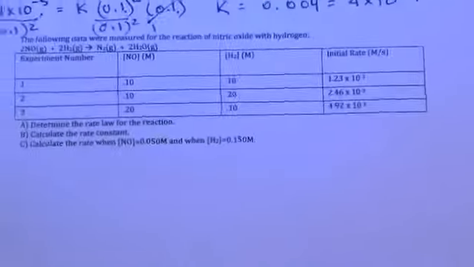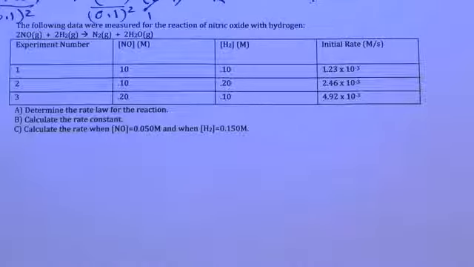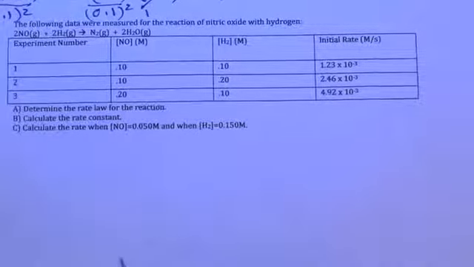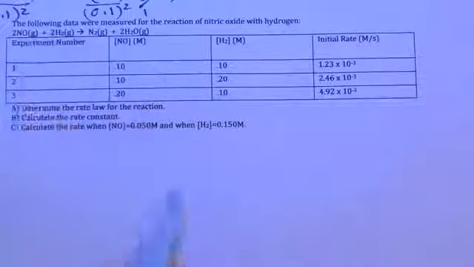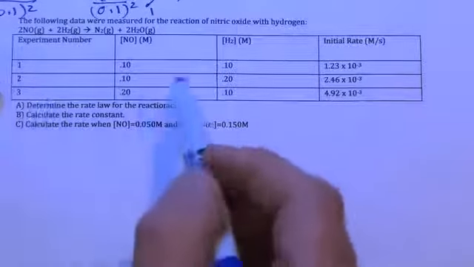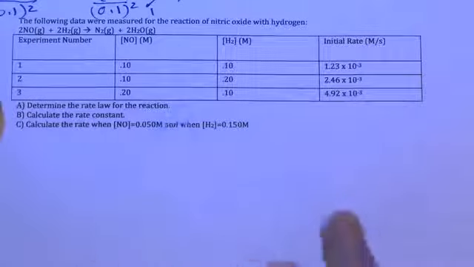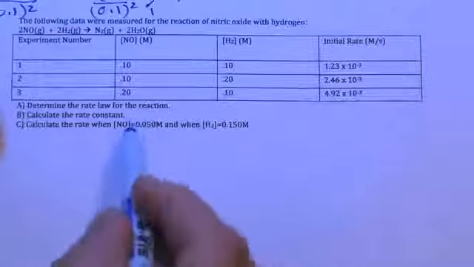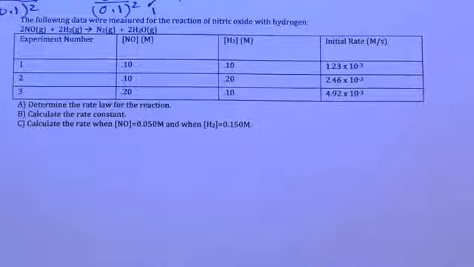One more sample problem that's similar. I'm going to show you a second way now that you can determine the rate expression by maybe a little less mathematical means. And this says the following data were measured for the reaction of nitric oxide with hydrogen, and it gives us a chemical equation, and then it gives us a bunch of data. Experiment 1, 2, 3, some concentrations, and then some initial rates. And it says determine the rate law for the reaction, calculate the rate constant. Of course, it wants it with units, and then calculate the rate. It's the same exact question. The only thing that's changing now is it's a different equation.